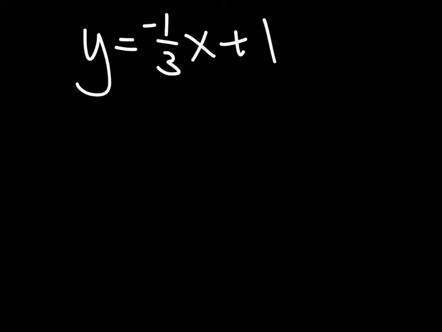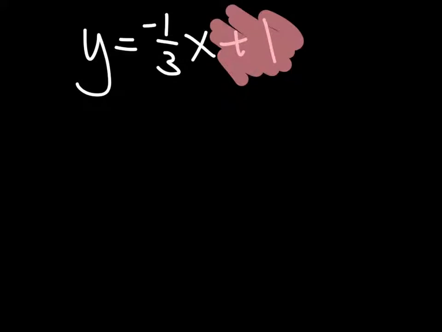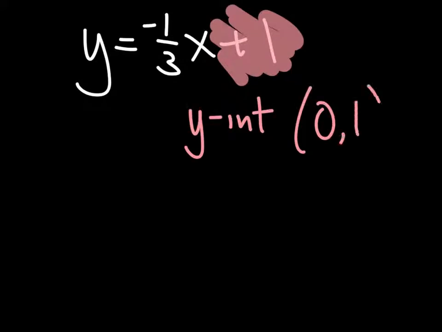Alright, so we have an equation for a line, and we want to know the x and y intercepts. If we can get that equation into slope-intercept form, right there is our y-intercept, 0, 1. To find our x-intercept, any point on the x-axis has a y-coordinate of 0.